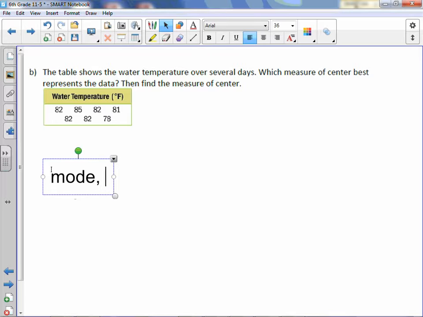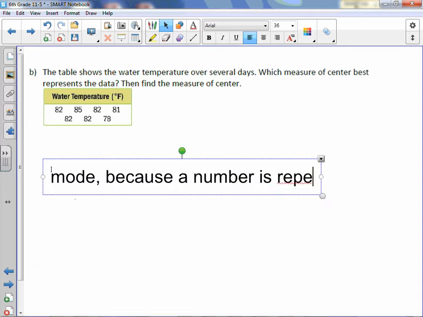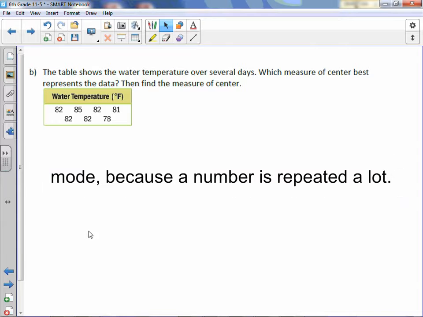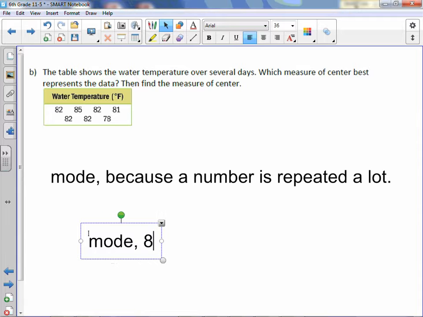So again, this is mode because a number is repeated a lot. So in this case, we are using mode, and the mode is 82 degrees Fahrenheit.